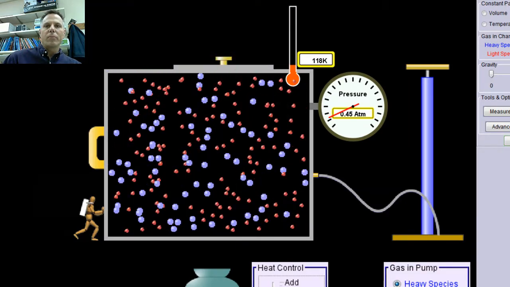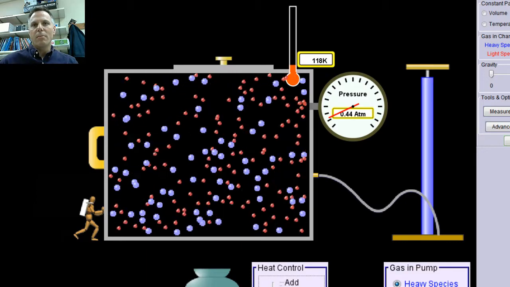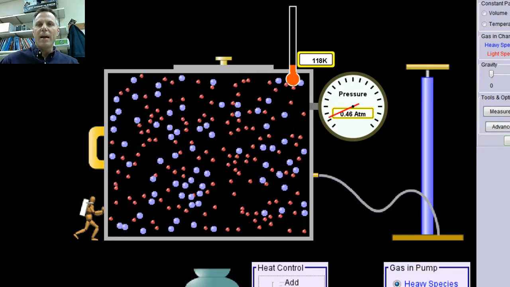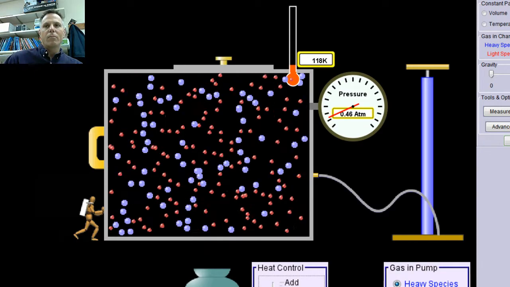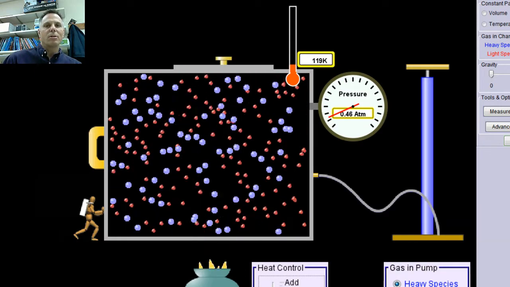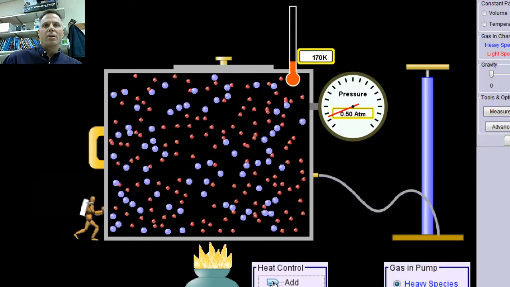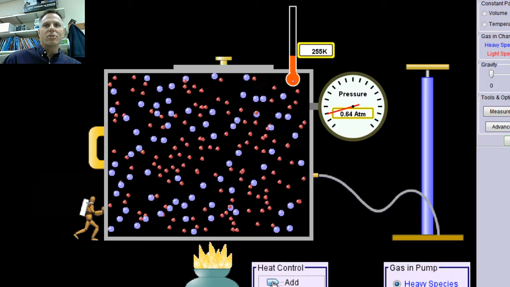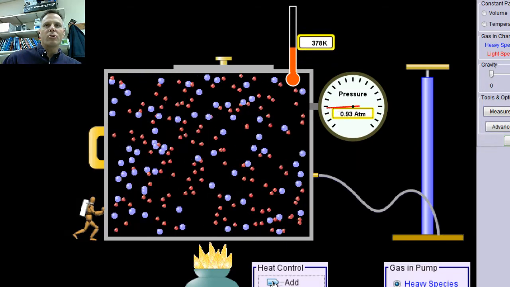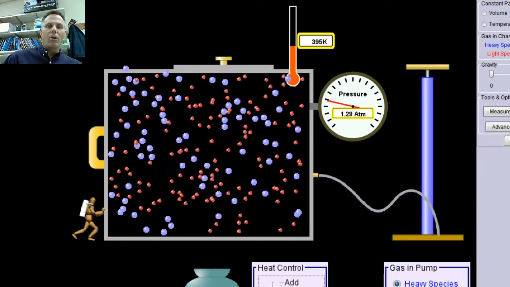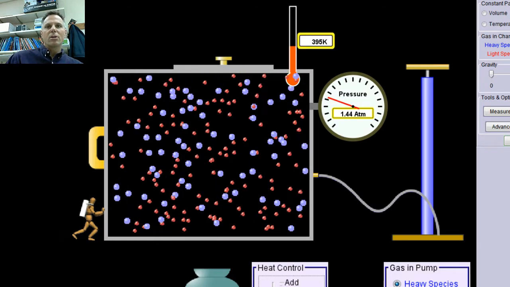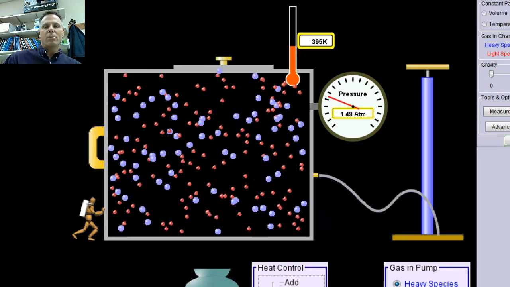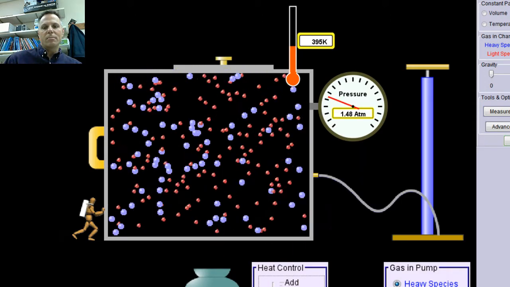We'll do the opposite. If I add heat, what do you think is going to happen to the molecules? They should move faster. What do you think will happen to the temperature? It should go up. What should happen to the pressure? It should go up as well. And let's watch. So you add heat, the molecules move faster, temperature goes up, and the pressure goes up. Now, are all the molecules moving at the same speed? No. Some are moving faster, some are moving slower. We'll take a look at this in our next couple slides.